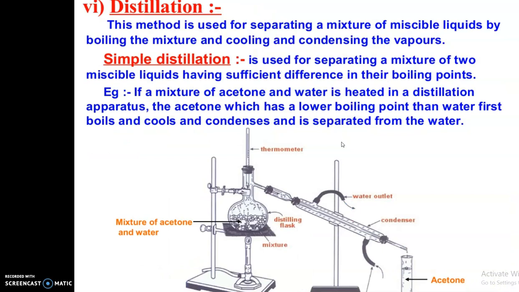The next method is distillation. Distillation is of two types: simple distillation and fractional distillation. Simple distillation is used to separate mixtures of two miscible liquids, and the method relies on the difference in their boiling points. For example, a mixture of acetone and water. Acetone having a lower boiling point, if we heat this one, the acetone will be separated first.